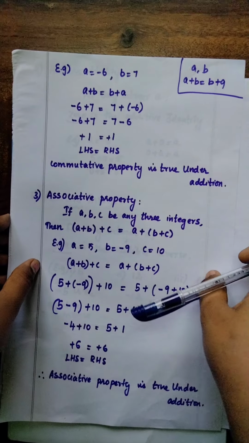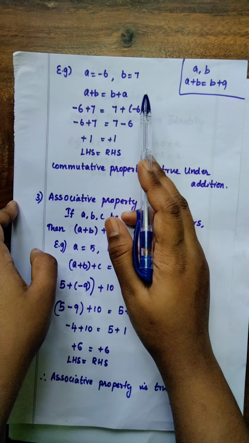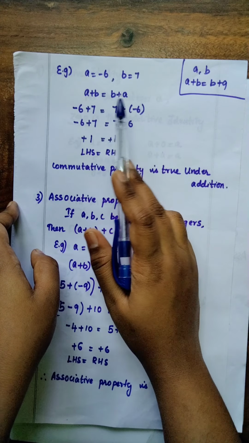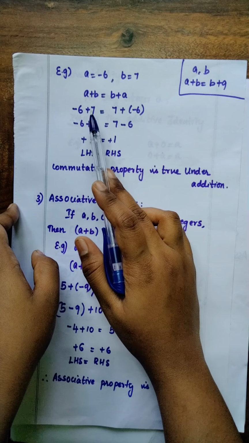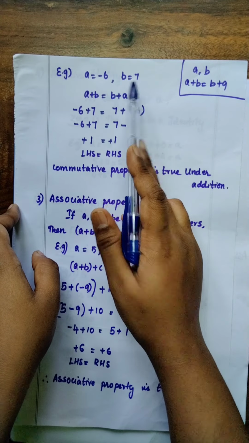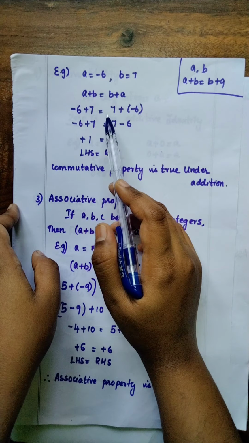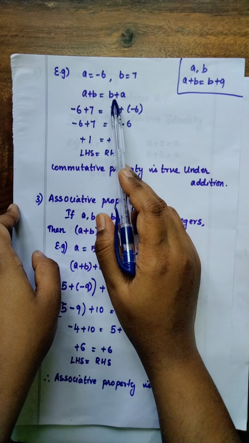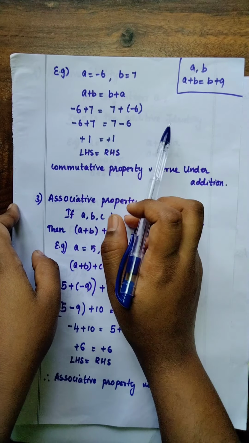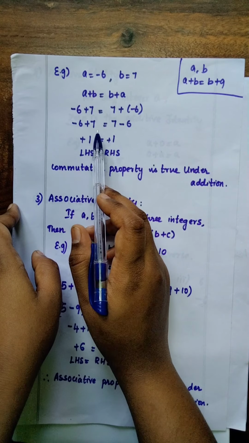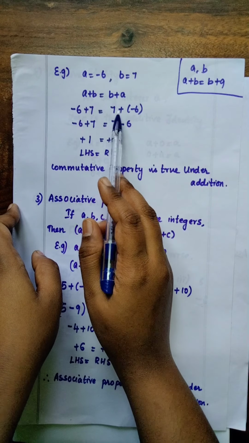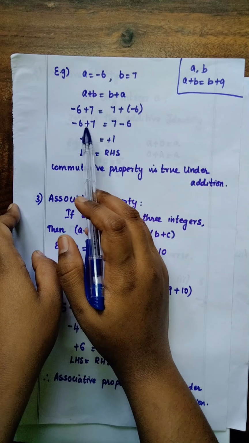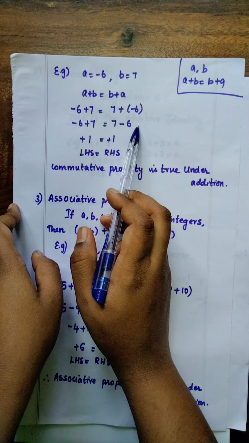So take the value for a as minus 6, value for b as 7. What is the property? a plus b is equal to b plus a. So minus 6 plus 7 is equal to 7 plus minus 6, that is b plus a. Minus 6 plus 7 is equal to 7 minus 6, since plus into minus is minus, right?